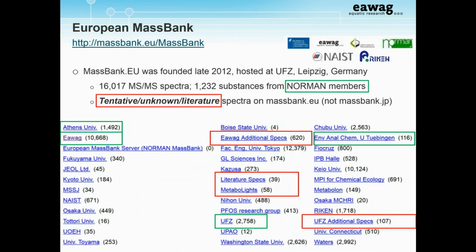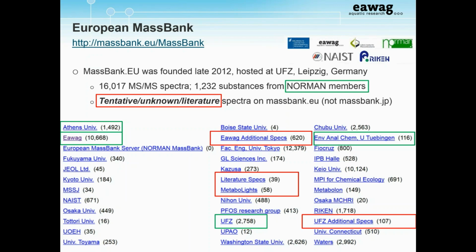We founded a European server in late 2012. This is hosted at the UFZ in Leipzig in Germany. It was hosted together with the NORMAN network of environmental monitoring laboratories. We took part in this to try and enhance the number of environmental substances in mass spectral libraries, because we had the impression there were far too many metabolite spectra and not enough of our own spectra in libraries.